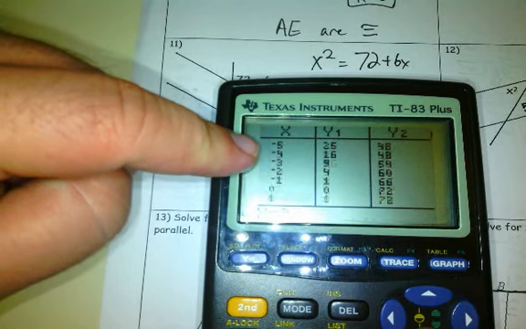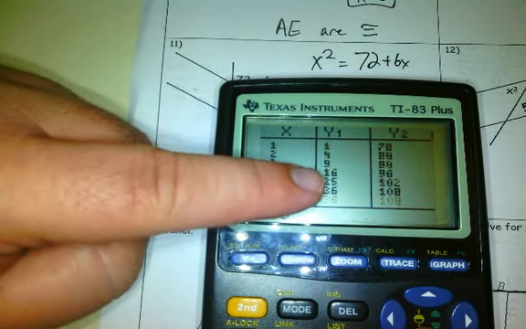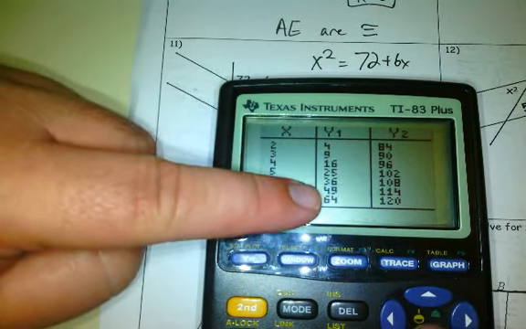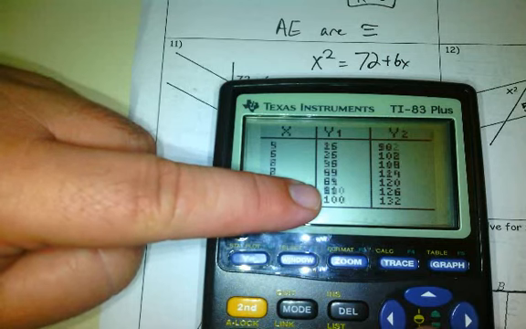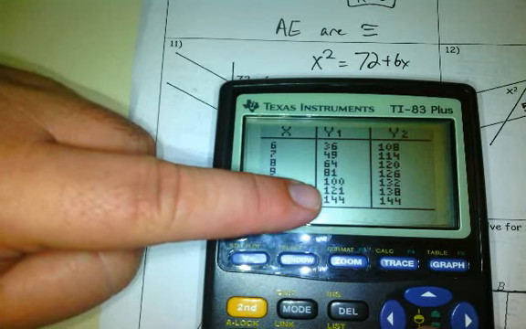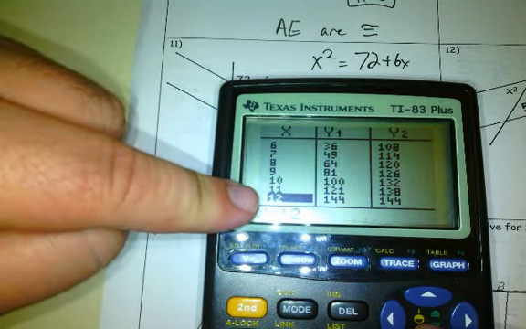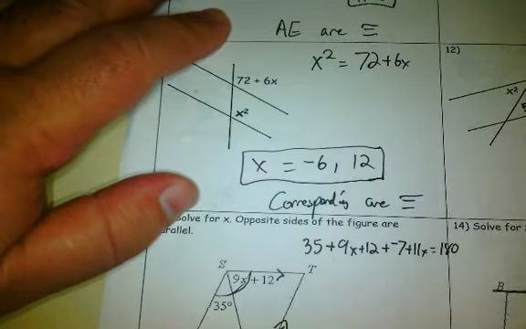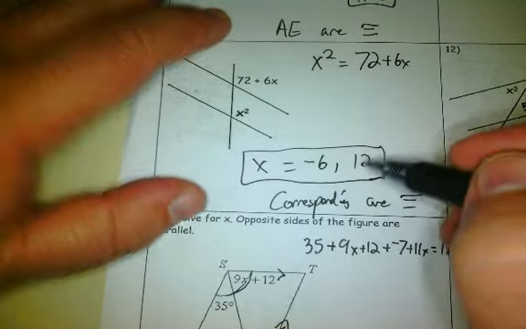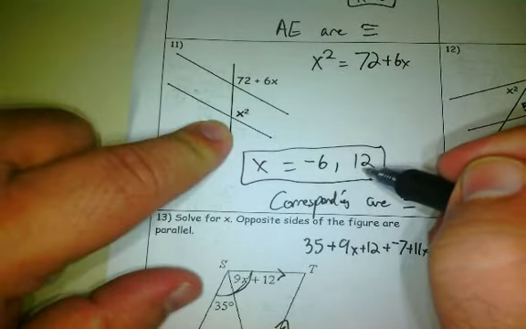The other answer is going to be on this side. Again, I'm looking for when these two things are the same. 64 and 120. 100 and 121. 144, 144. The other answer is 12. Okay? And both of those work. However, I think the 12 makes more sense.